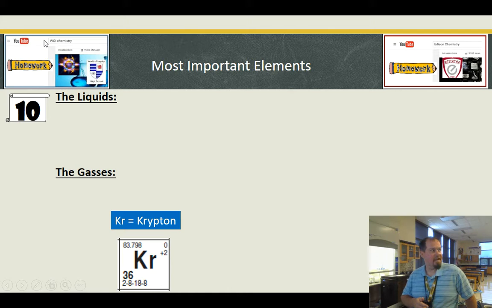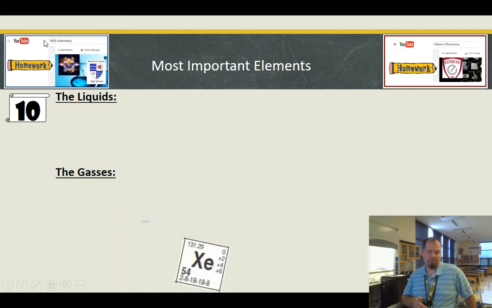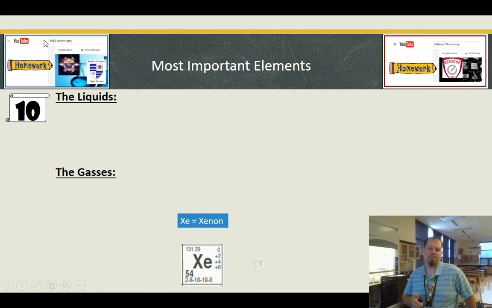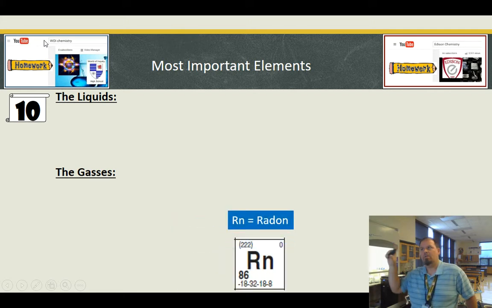Krypton, Kr, is a gas, part of the noble gases. And xenon, another gas. And I believe any of those could be in the lights, like the neon lights that you guys see. Radon, Rn, another poisonous gas, and a member of the noble gas family.